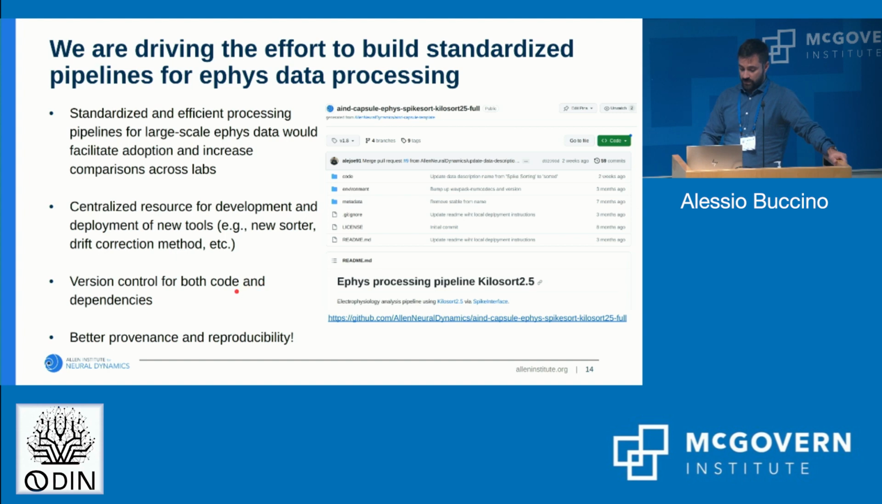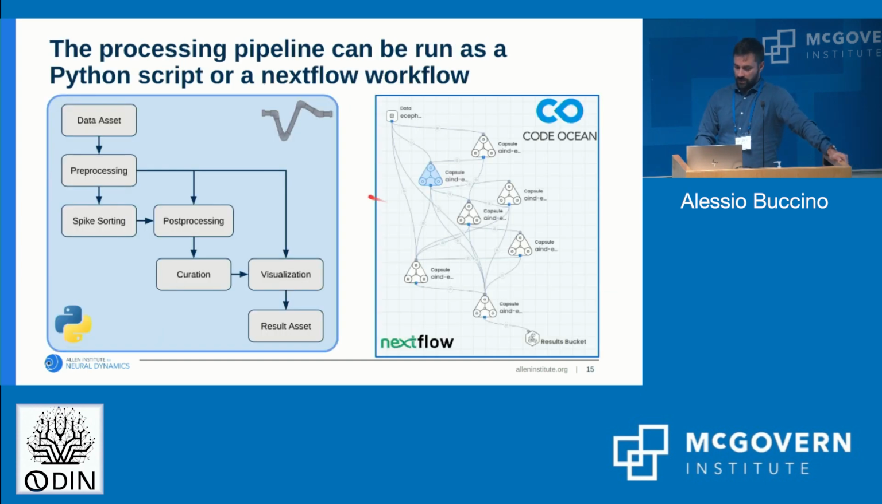In addition, everything can be version controlled, right? We can have both code and dependencies, we can have Docker containers and more, and overall this would mean better provenance and reproducibility in the field. So this is still a work in progress, but we have some working repos that we're currently using, and we are now in the process of extending it and making it more flexible for people to use it. But this is how it looks.